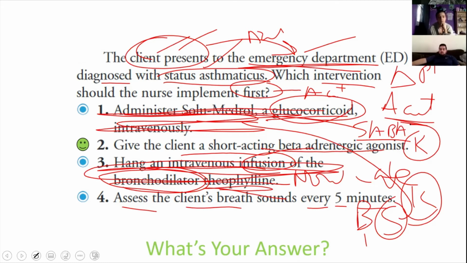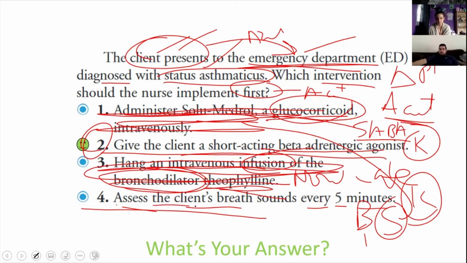So client presents to the emergency department, ED, diagnosis, status asthmaticus. Do something now, okay? So status asthmaticus. Which intervention, in case I didn't know, do something first. All right, this is the best answer right here over this. So this would happen first.